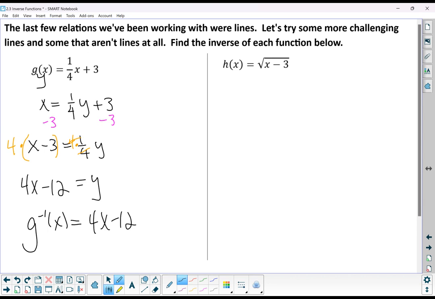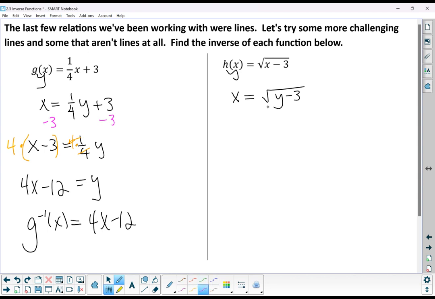Okay, this is our first new function type. Function h of x is the square root of x minus 3. So we're going to switch our variables here and get the inverse relation. We've got x is equal to root y minus 3. Everything stayed the same in the function. We just literally switched the variables. So we want to get that y by itself.